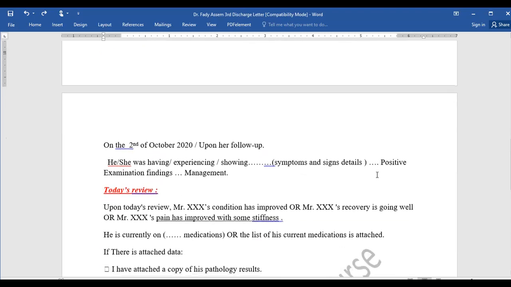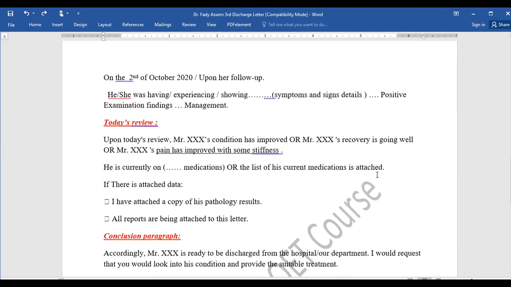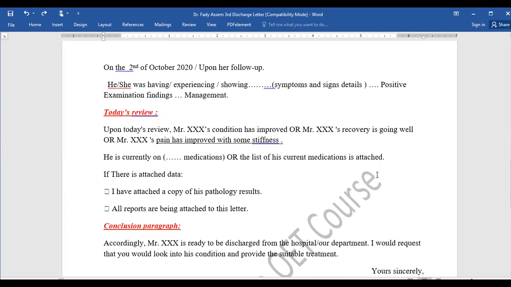In the same paragraph, you can write the follow-up of the patient's condition. If this patient was admitted into your hospital and you follow up his case daily, you have to write the follow-up of this patient's condition. Like the referral letter, it doesn't differ a lot.